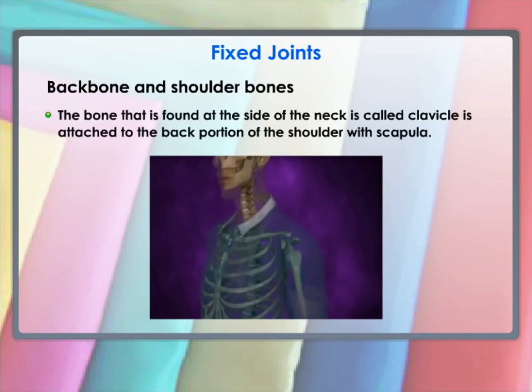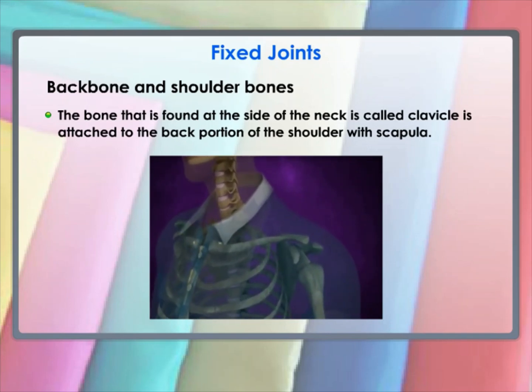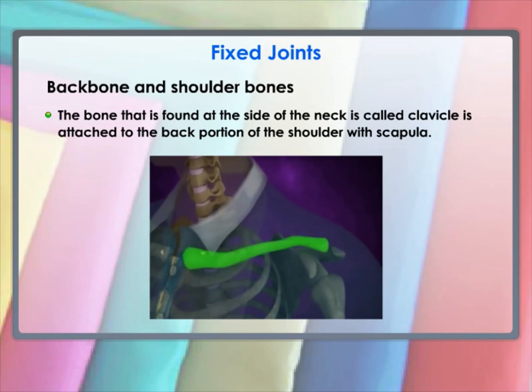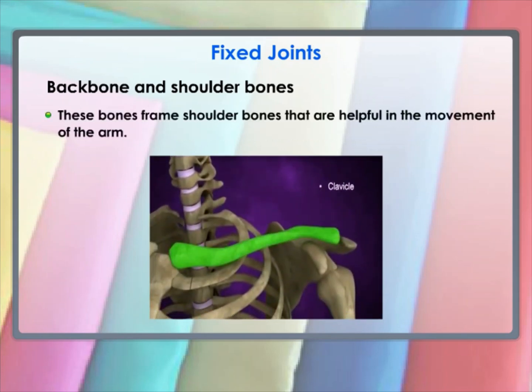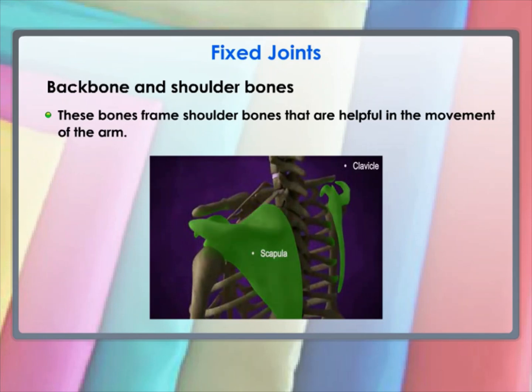The bone that is found at the side of the neck is called the clavicle, which is attached to the back portion of the shoulder with the scapula. These bones frame the shoulder bones that are helpful in the movement of the arm.